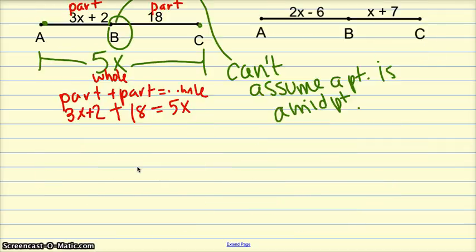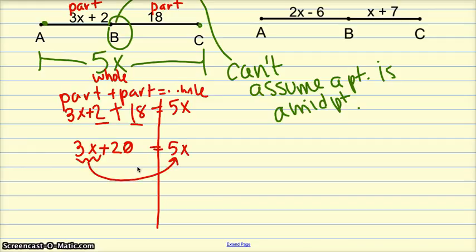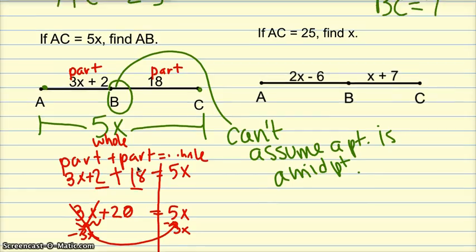All right, a little bit of algebra needed. Notice, we have a 2 and an 18 on the same side of the equals. They're going to get combined. 20. I want to get the 3x over here with this friend that's the 5x. Because it's positive, I'm going to do the opposite. Those cancel. So x equals 10.